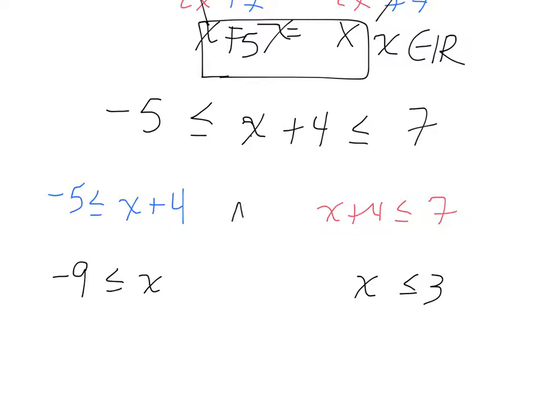And, right? You don't have to do this, but sometimes I write the word and to remind myself that I started with an and statement. Over here, x is less than or equal to 3. So on the number line, what do I do? You plop down 9.